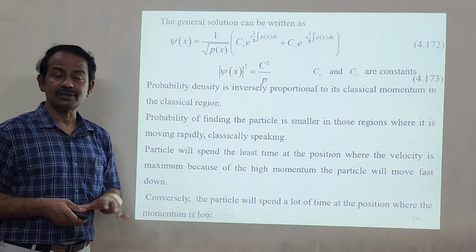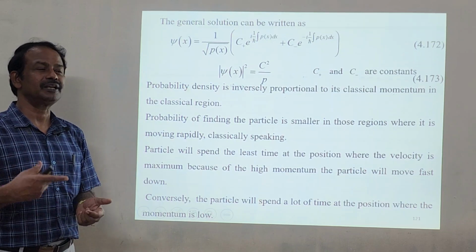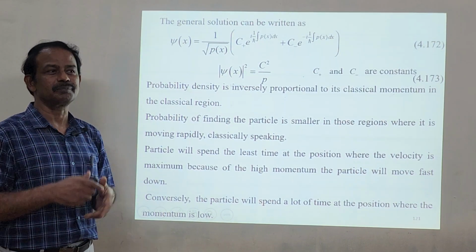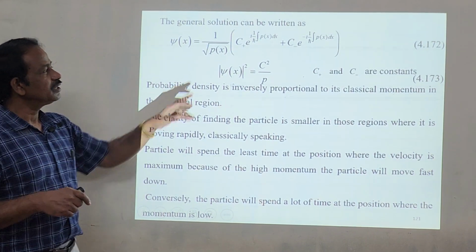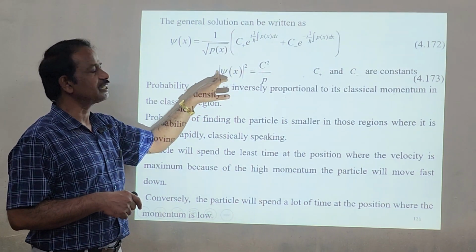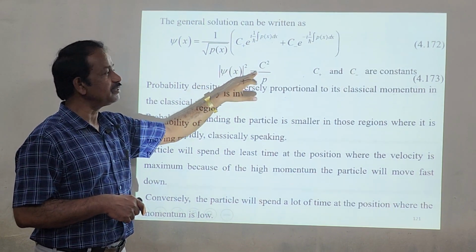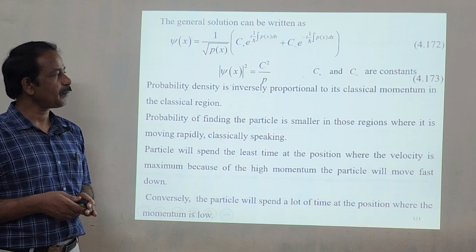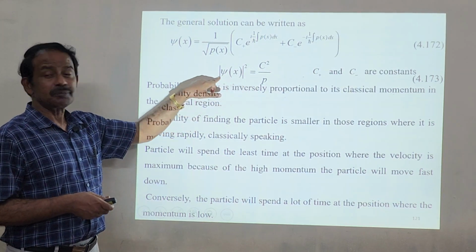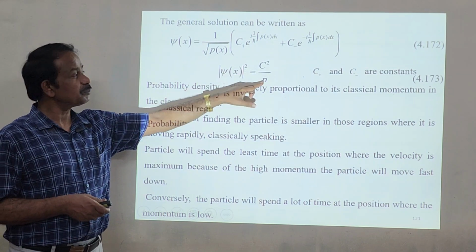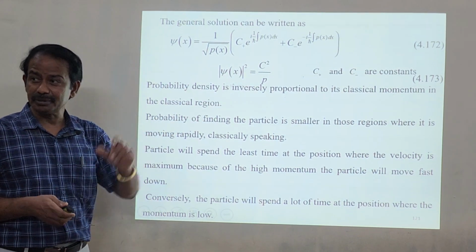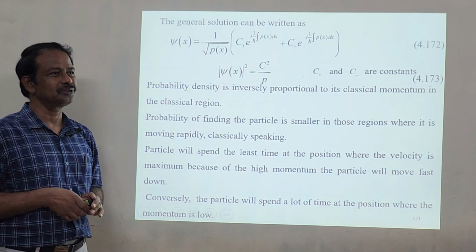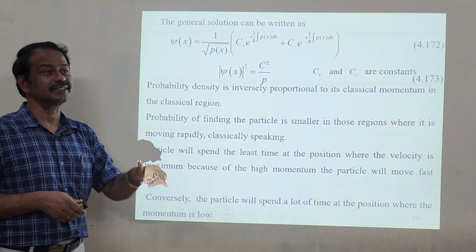Of course, psi of x alone will not give you any meaning. So you always have to multiply it with its own complex conjugate to get the probability density function, which is nothing but c squared by p, where c plus and c minus in the expression are some constants. What does it mean? Your probability density function is inversely proportional to the momentum. This momentum is a classical momentum, while this expression is from quantum mechanics, so it connects both. That's why it is termed the semi-classical method.